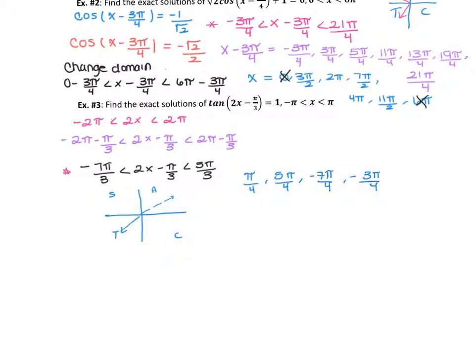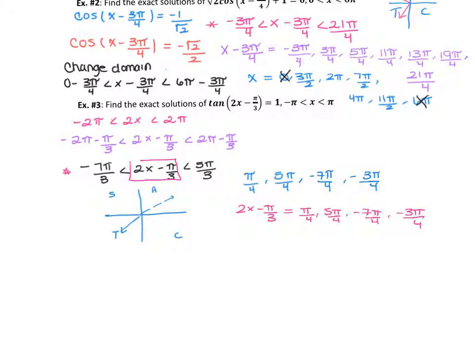So we're not quite done because we have to get rid of this, right? So we have 2x minus pi over 3 is equal to pi over 4 and 5 pi over 4 and negative 7 pi over 4 and negative 3 pi over 4. Just like solving any equation, you're going to get rid of everything to get the x by itself. So you want to go ahead and add pi over 3 to all of your answers and then divide all of those answers by 2.